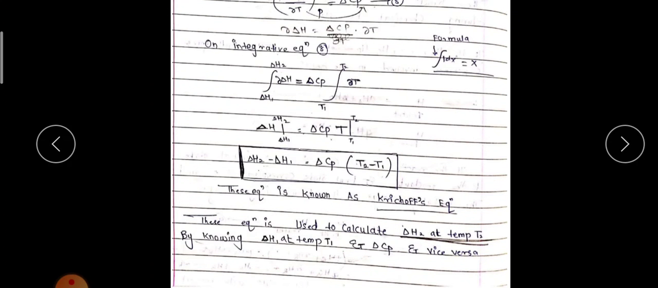The final equation is delta H2 minus delta H1 is equal to delta Cp in bracket T2 minus T1. This is known as the Kirchhoff equation. It is used to calculate the enthalpy at temperature T2 by knowing the delta H1 at temperature T1 and delta Cp, and vice versa. Okay.